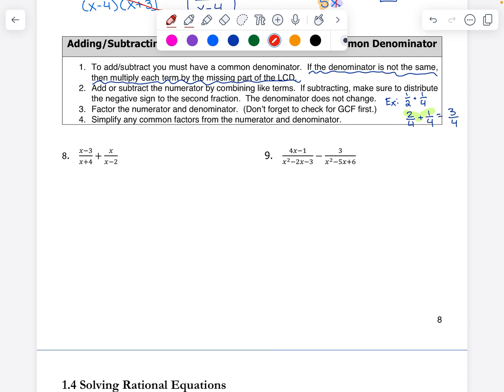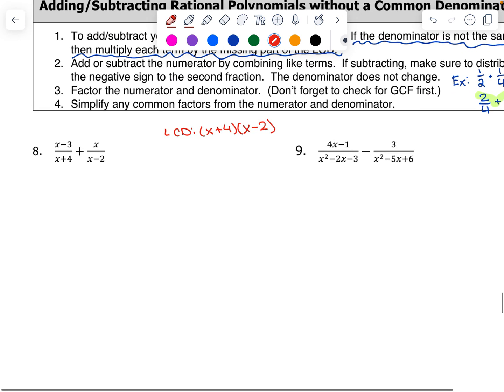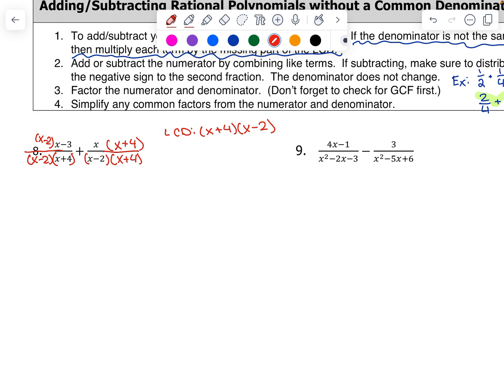Our LCD is going to be made up of x plus 4 times x minus 2. So in number 8, this first fraction is missing an x minus 2. So you would multiply by x minus 2 over x minus 2. Our second fraction here is missing an x plus 4. So we would multiply x plus 4 over x plus 4. So now our denominator is the same. Now we have a denominator that is going to be, and it's already factored for us, x minus 2 times x plus 4.